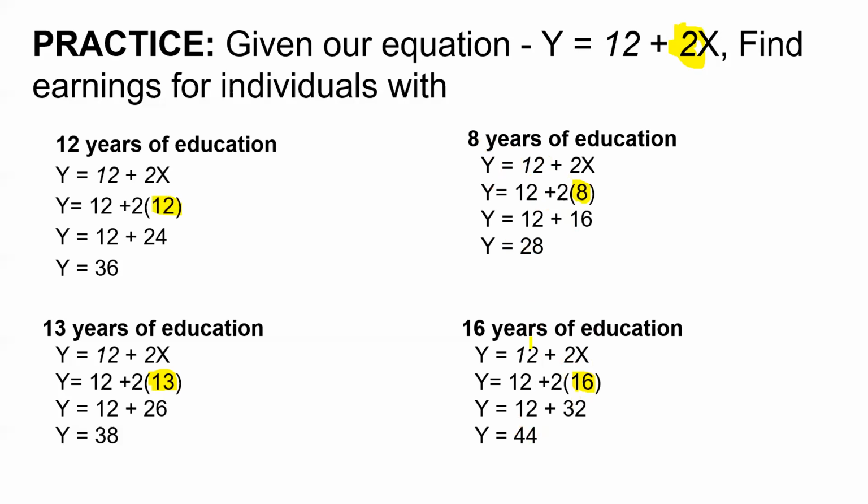Now notice that between 8 and 16, we're not doubling the salary because the formula doesn't tell us to double the salary. It says to take the value of X, multiply it by 2, and add it to 12. Okay, so that's why we're getting what we're getting.